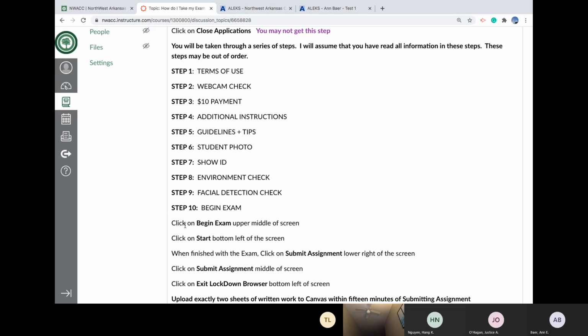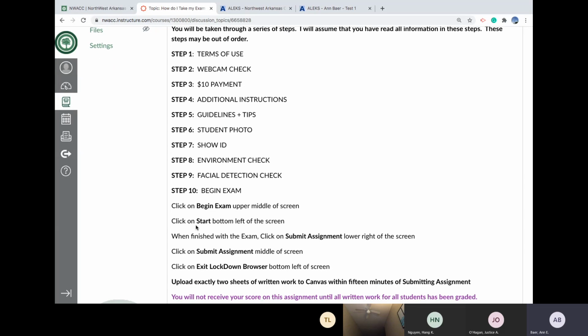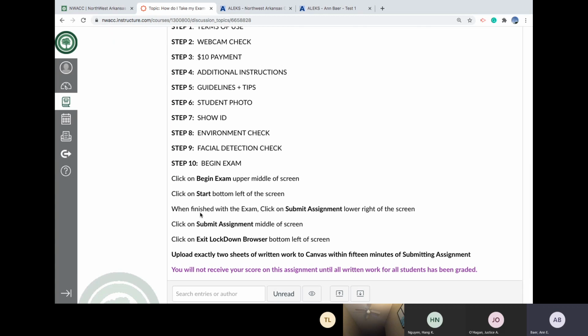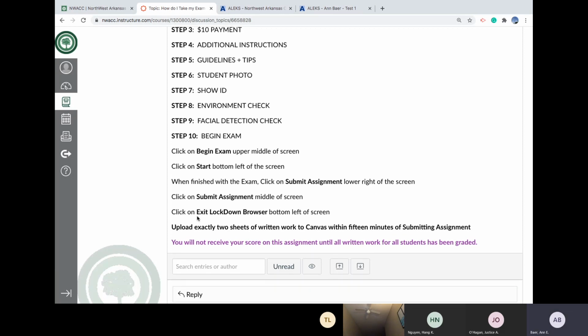When you get to begin exam, as you're going through these steps, you'll click on begin exam, upper middle of the screen. And then you want to click on start at the bottom left of the screen. When you're finished with the exam, click on submit assignment, lower right of the screen. Click on submit assignment again in the middle of the screen. Click on exit lockdown browser, bottom left of screen.